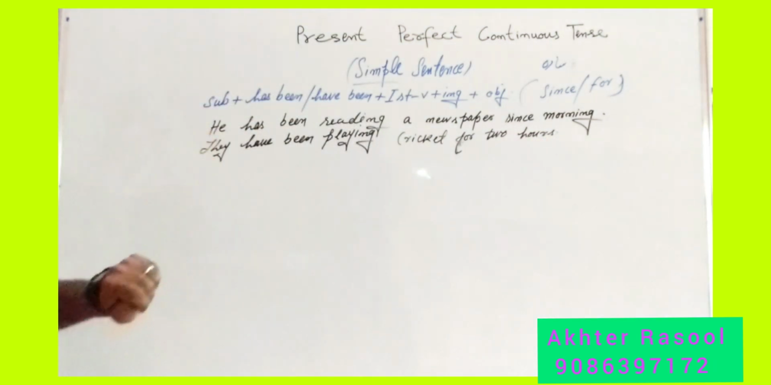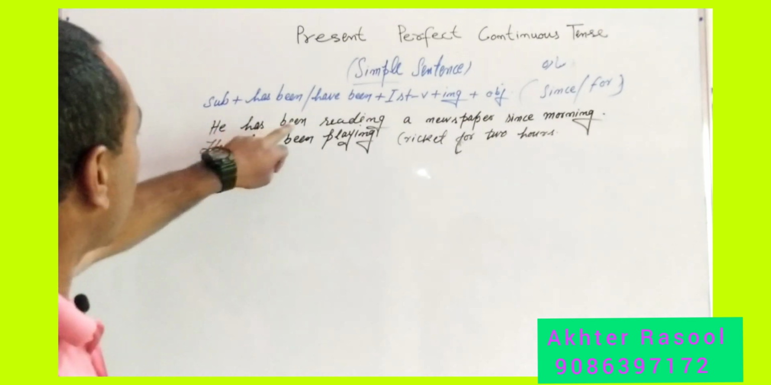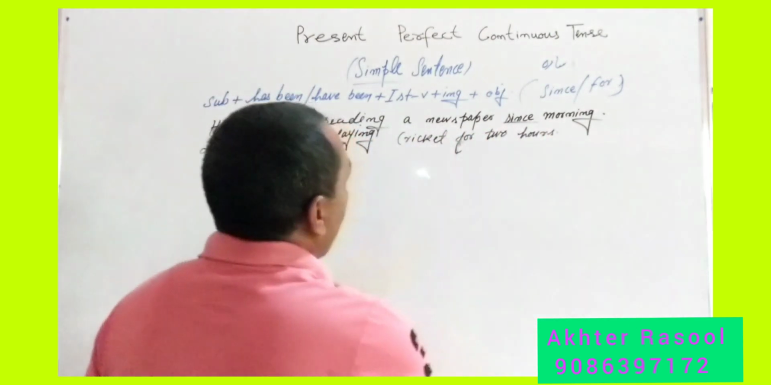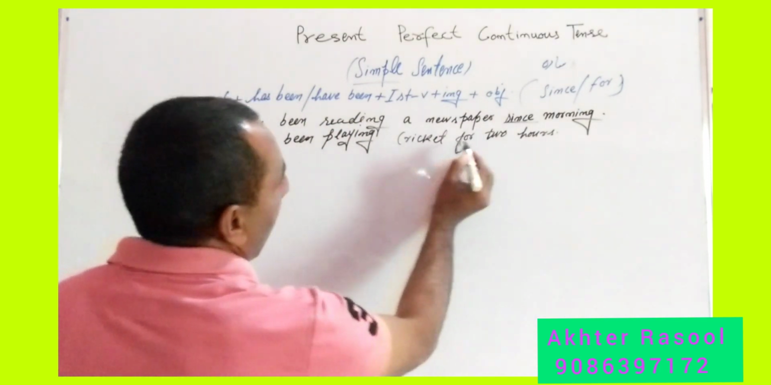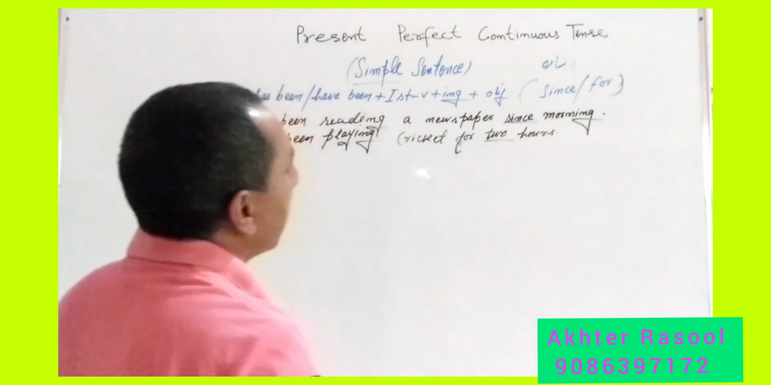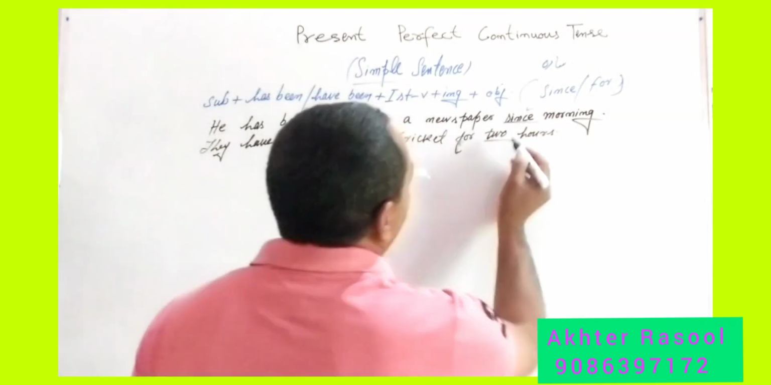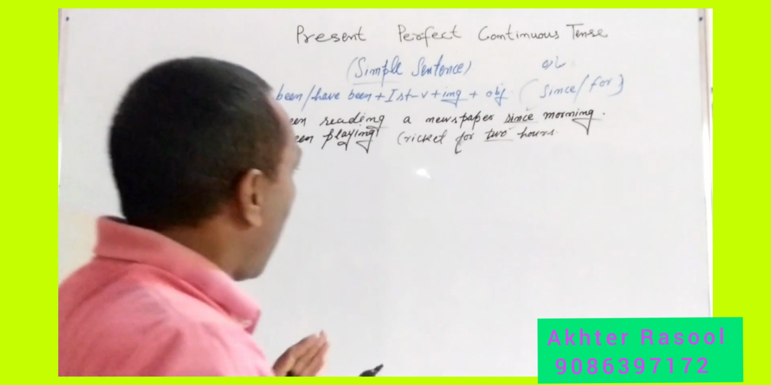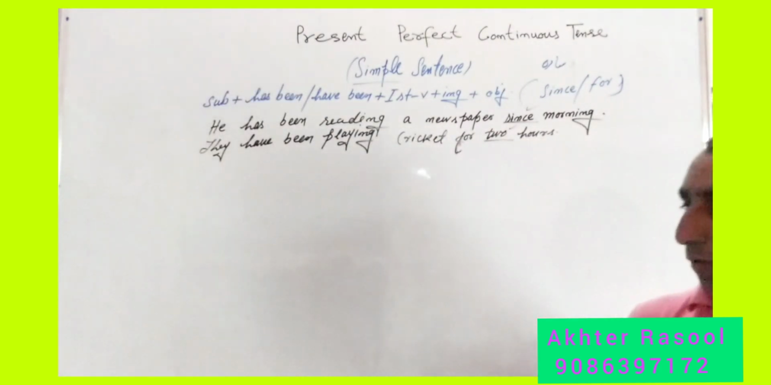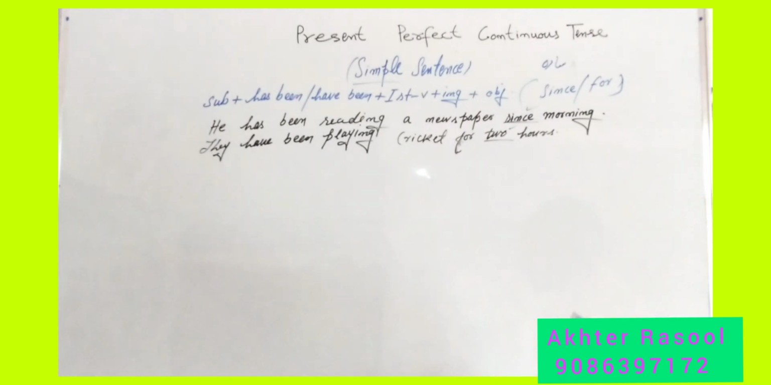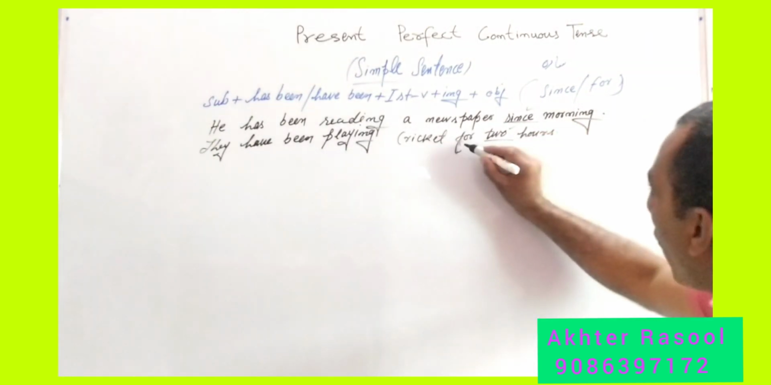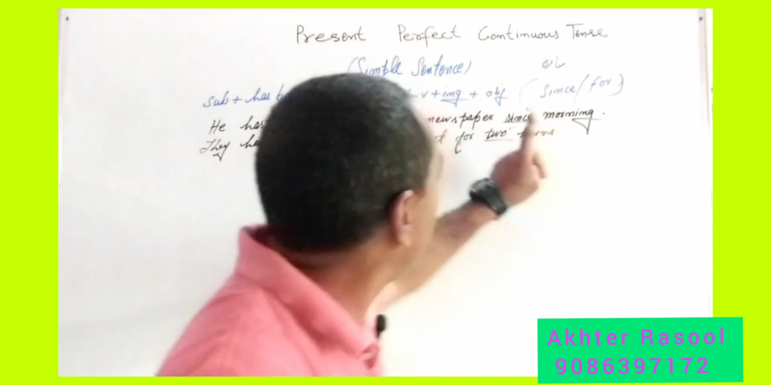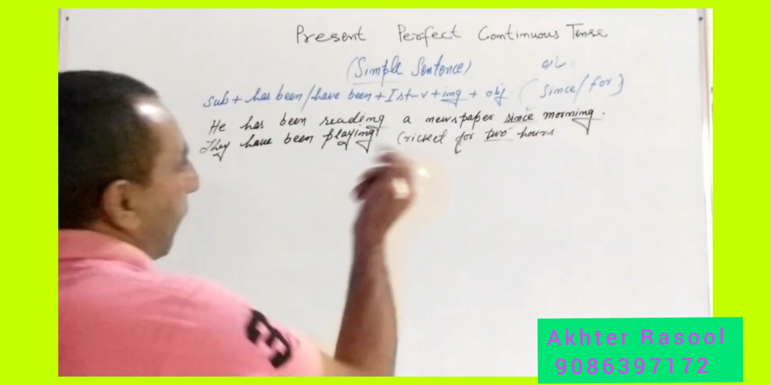Now here, in the first sentence I wrote he has been reading a newspaper since morning, and in the second sentence they have been playing cricket for 2 hours. In the first one I used since and in the second one I used for. Now what is the difference between since and for? According to the rules, if we know the exact time of any action, there we use for. And if we do not know the exact time of any action, there we use since. It is about the point of time.